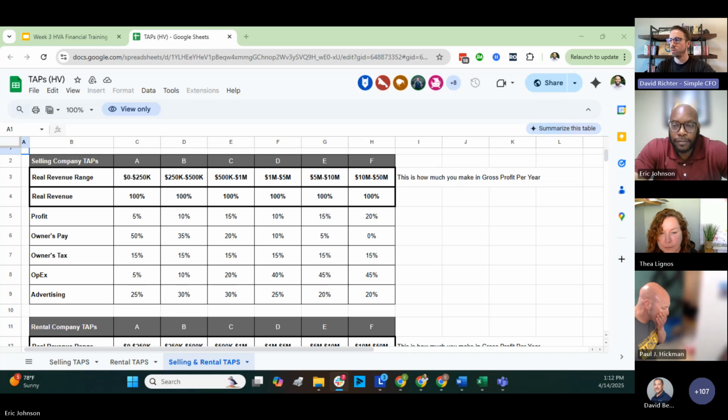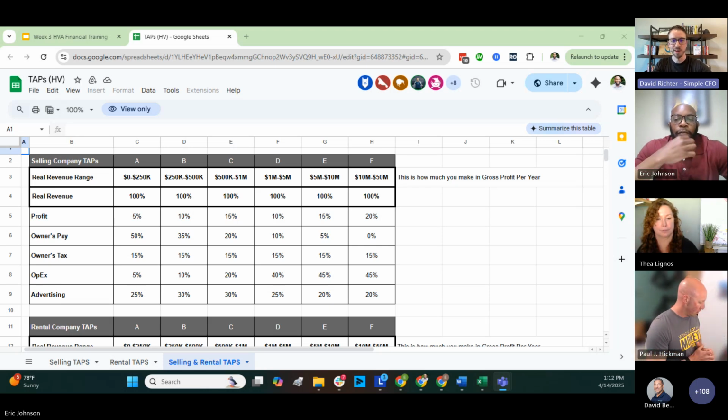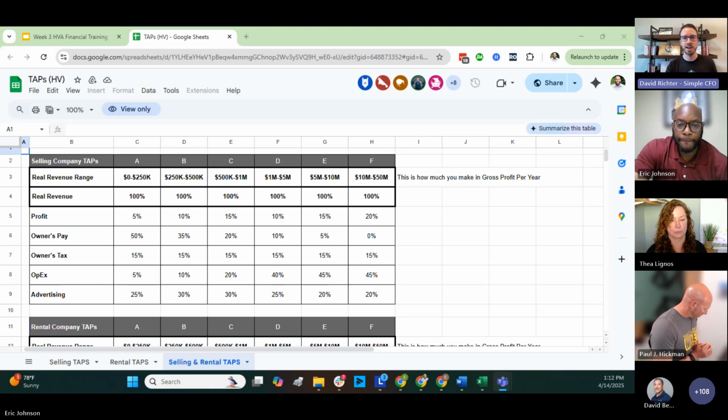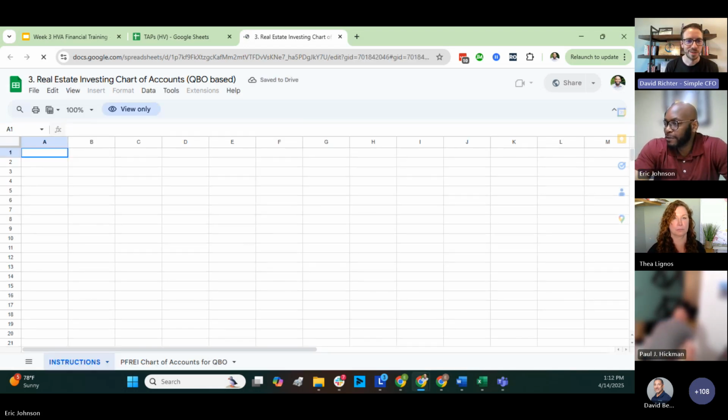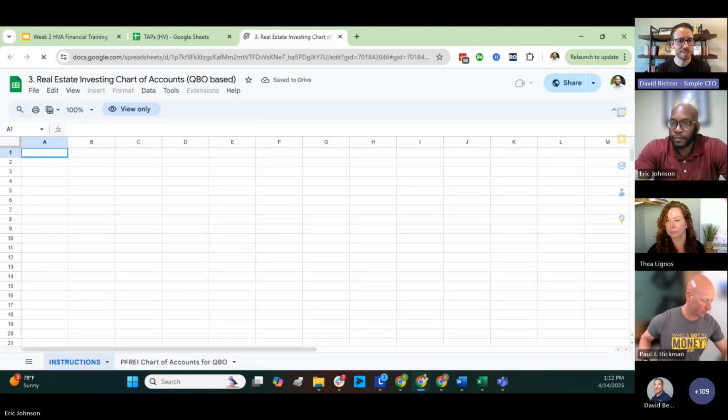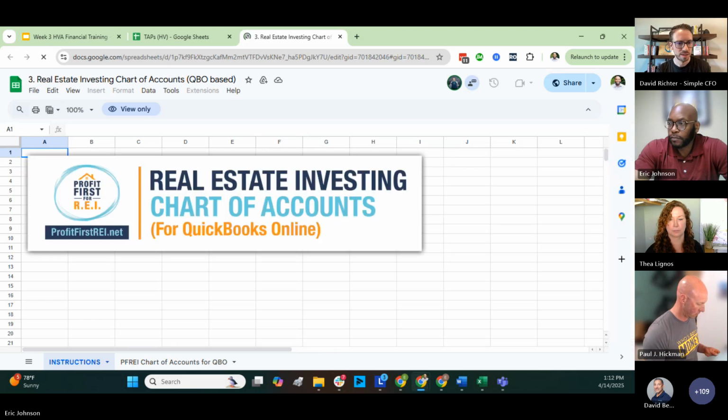So here we go. Anyone with the link? Oh, dang it, I can't share it. I'll put it in the chat in Slack, and then someone else can post it for me. That's an example chart of accounts. So if you stayed with us all the way till this, you're the only ones that are getting this one. So there you go. There's a QBO based chart of accounts. If you can put that in the chat as well, Eric.